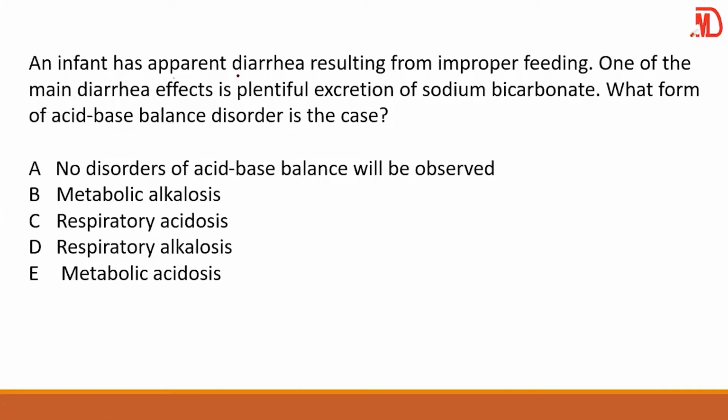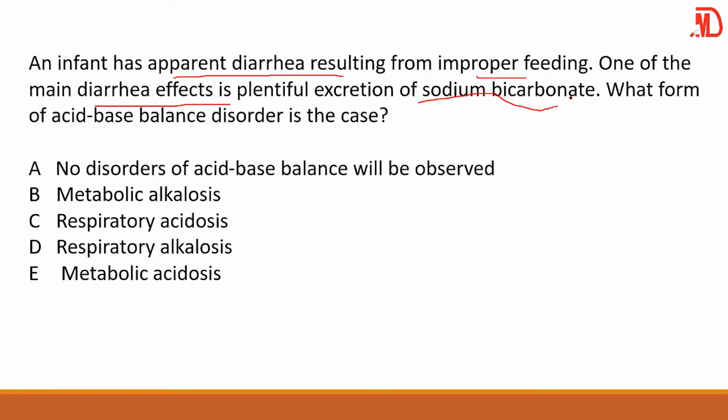We have an infant with apparent diarrhea resulting from improper feeding. One of the main diarrhea effects is plentiful excretion of sodium bicarbonate. What form of acid-base balance can you see? Here, you have to know the difference between acidosis and alkalosis. When we say acidosis, it means there are more hydrogen ions in the body. The hydrogen ion concentration is high. That's what happens in acidosis. So it becomes acidic.